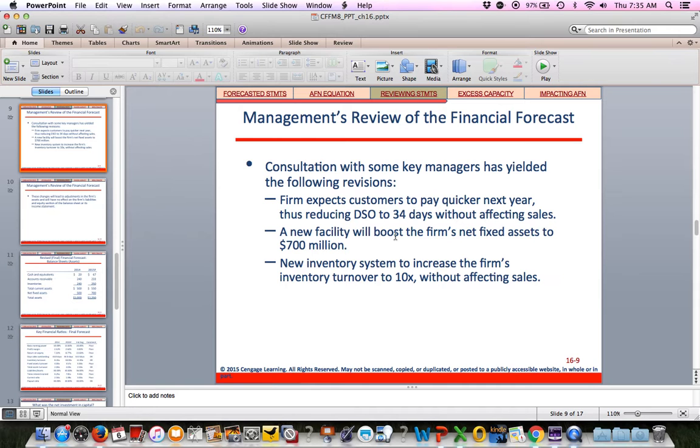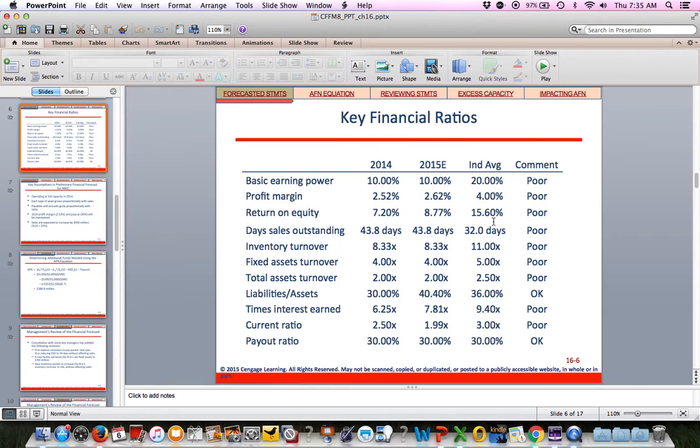The firm expects customers to pay quicker next year, so DSO will go to 34 days without affecting sales. Key number, right? If that change affected sales, we'd have to have a new sales number and a new change in sales number. But we're saying that we can reduce DSO to 34. DSO right now is 43.8 in the current year and 43.8 in the future year. So we're saying we can get that down to 34, which clearly is a much better number.